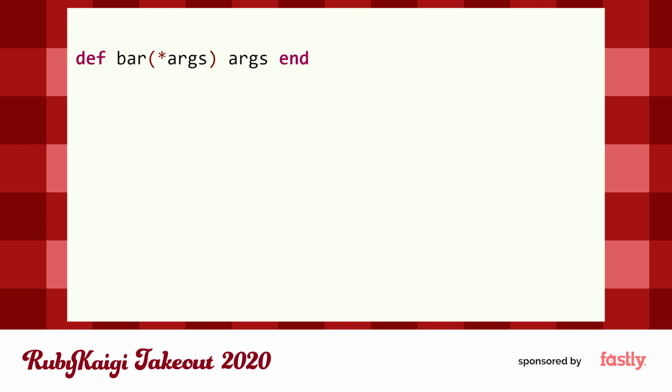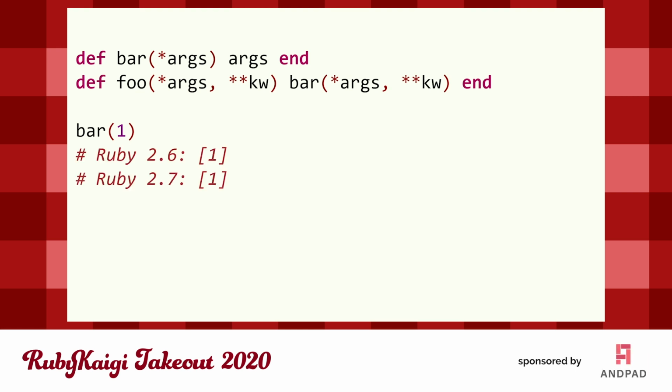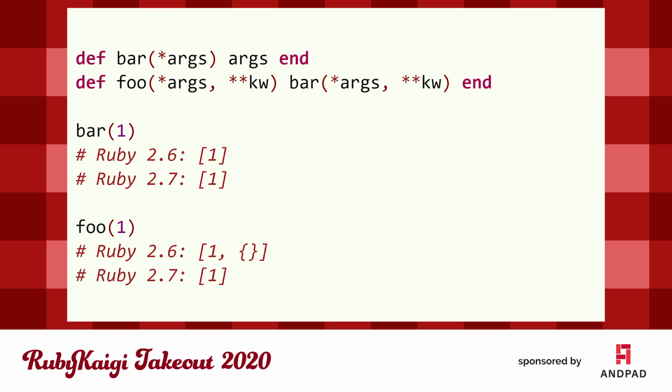Here's an example of a method named bar that accepts arbitrary arguments. And here is a method named foo that delegates all arguments and keyword arguments it receives to bar. The problem with older versions of Ruby with foo is that it does not delegate keyword arguments correctly. If you call bar directly with an argument, you get the expected results returned in both Ruby 2.6 and 2.7. However, if you call foo with an argument, you get two arguments passed in Ruby 2.6, one being an empty hash, even though the empty hash was not provided when calling foo. And with the changes in Ruby 2.7, you get the expected result when calling foo exactly the same as if you had called bar directly.